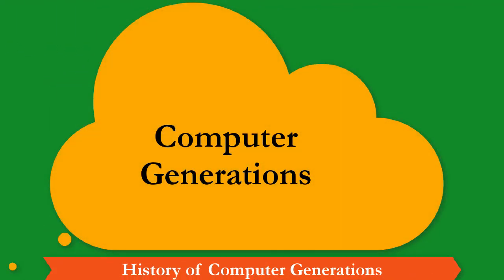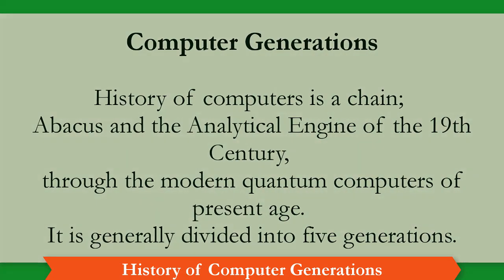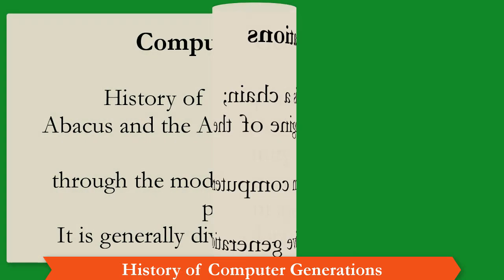Computer generations. History of computers is a chain that runs from the ancient Abacus and the Analytical Engine of the 19th century through the modern quantum computers of present age. It is generally divided into 5 generations. Each generation of computers is characterized by major technological developments of that time.